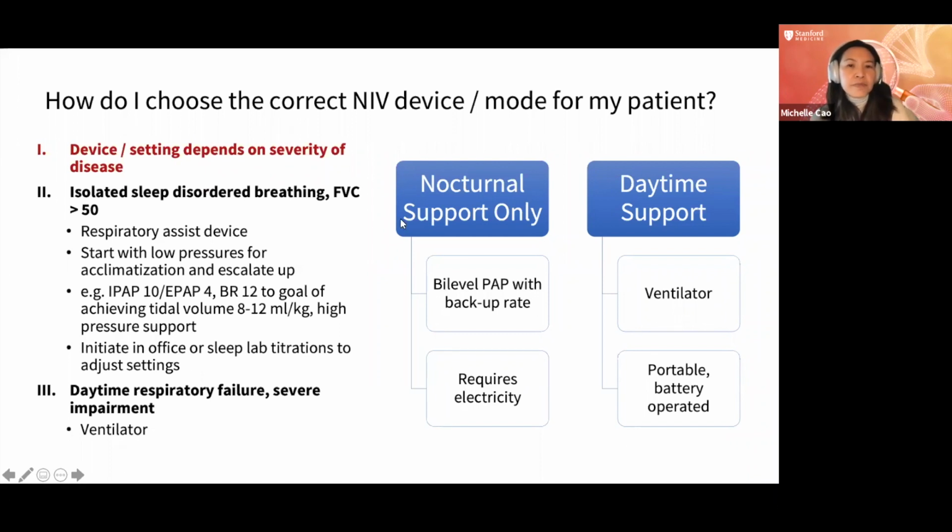For daytime respiratory failure or severe impairment, we recommend going straight to the portable ventilator. The key feature here is that the ventilator is portable, meaning that it's battery operated. So if electricity is a problem, these devices can support respiration.